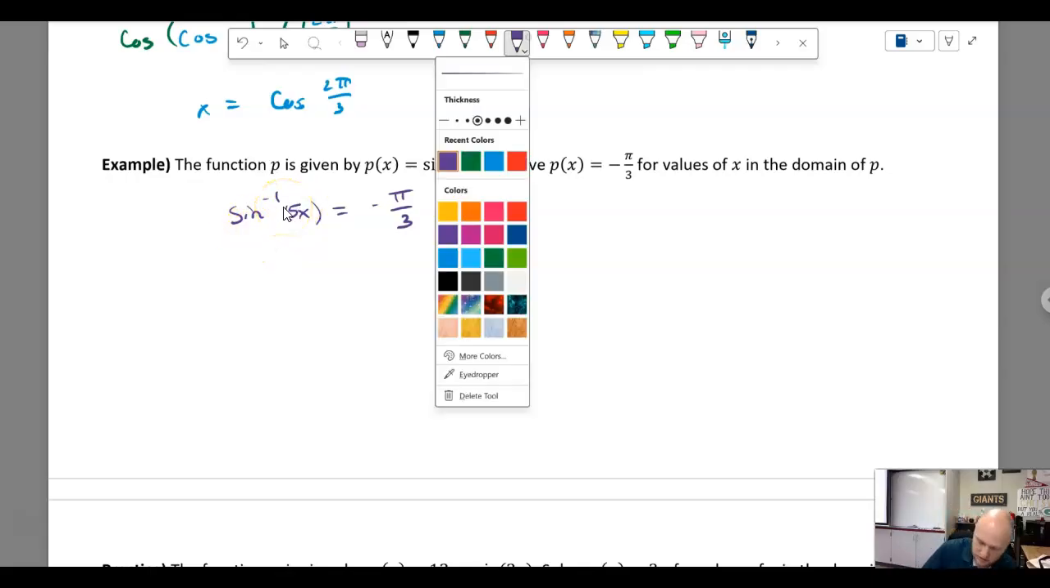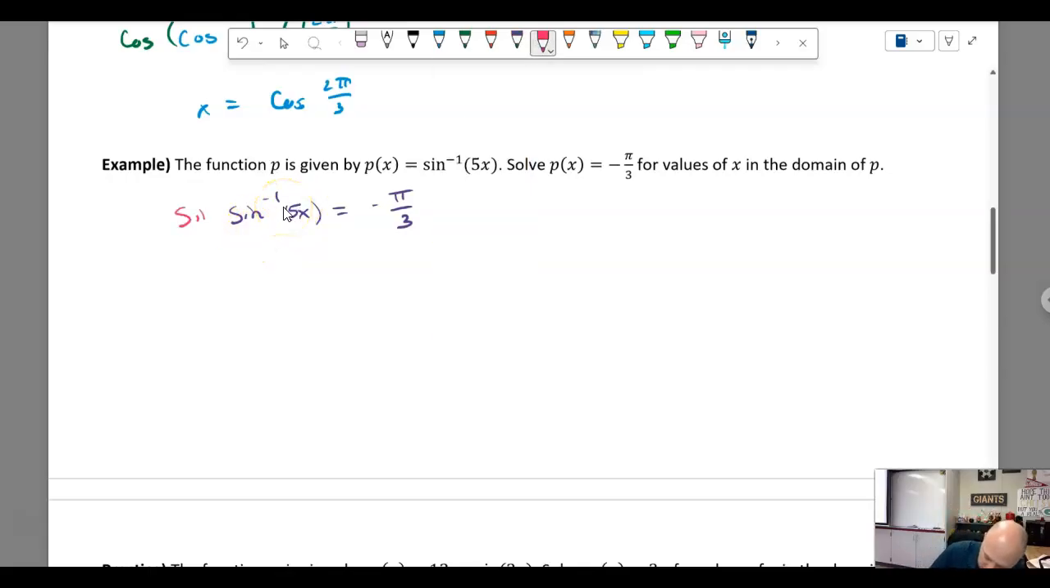Well, I'm going to use my normal trig function. I'll take sine of each side, sine of this side, and what we get is 5x is equal to sine of -pi thirds, which is the same thing.